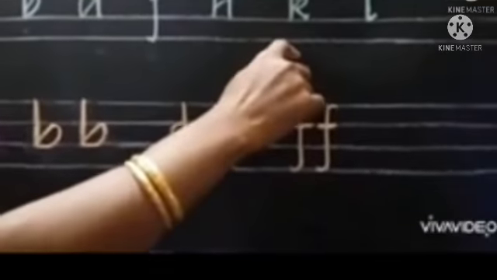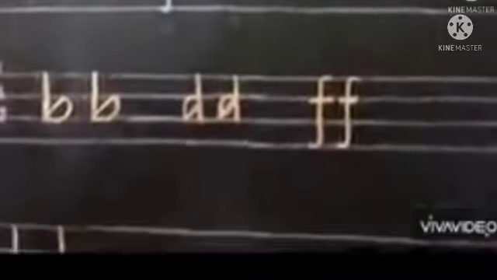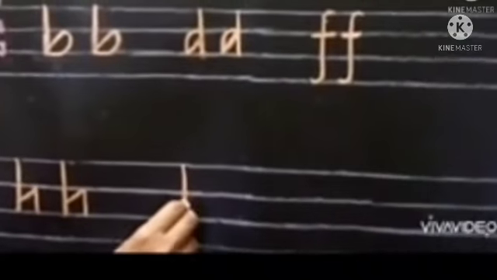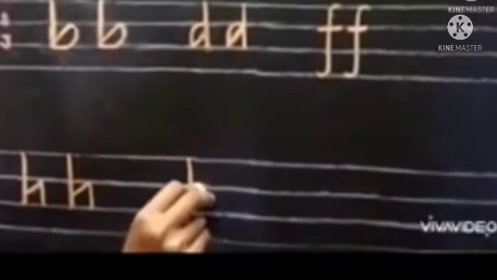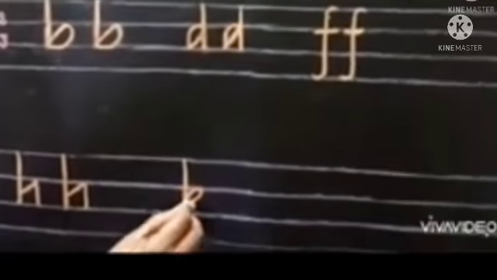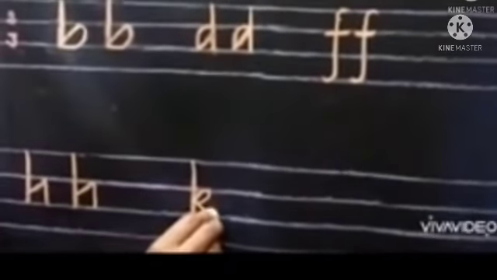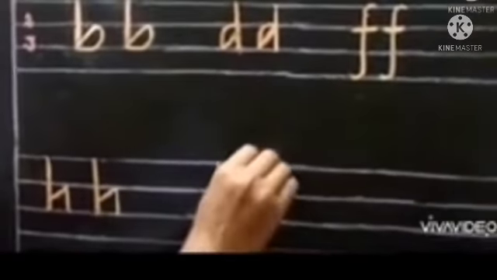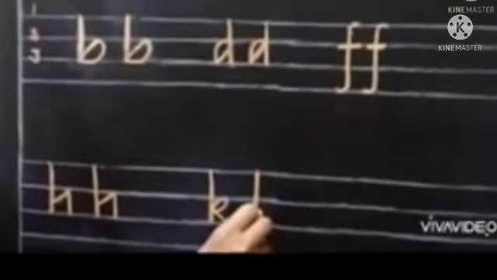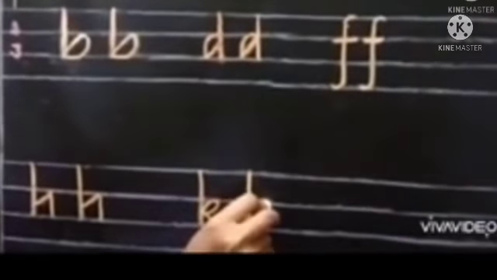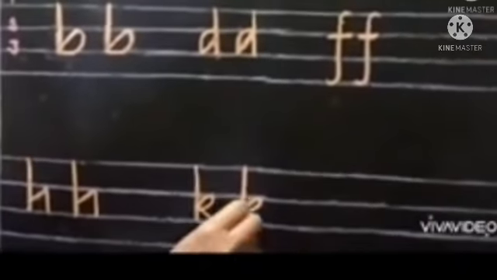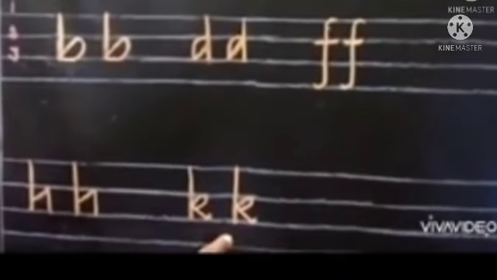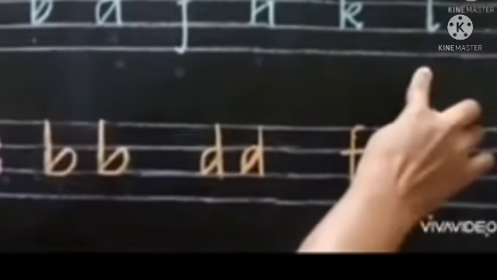Next letter is K. Draw a straight line and in the middle draw a short curve and draw slanting line with slant ending. This is K. Once again, children, draw a straight line and in the middle draw a short curve and draw a slanting line with slant ending. This is K.